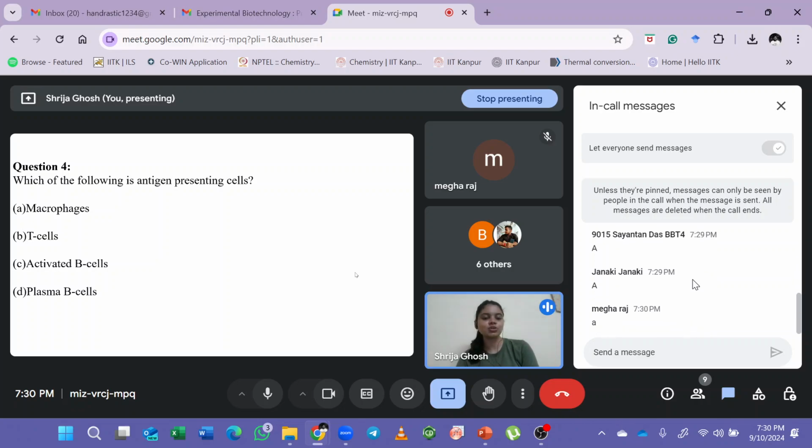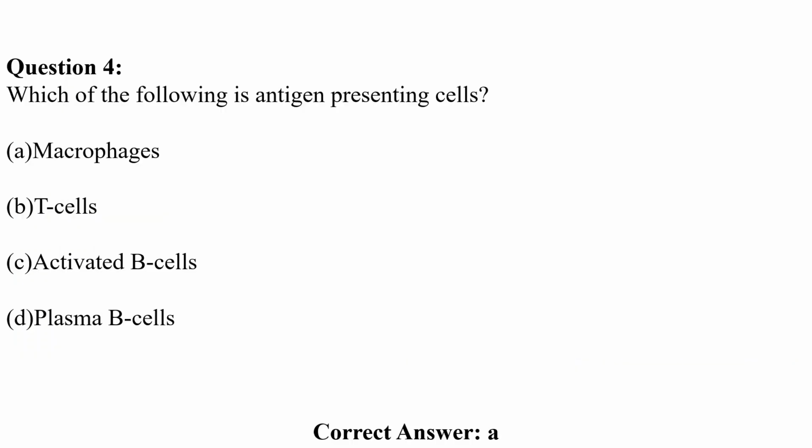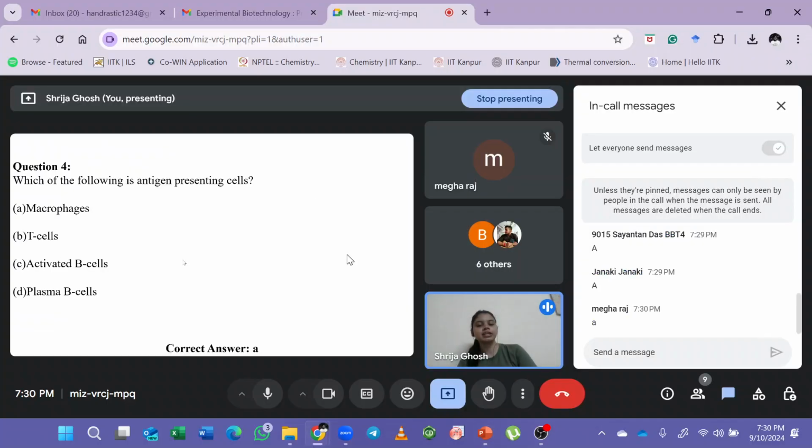Okay, we have 3 answers. Option A, yes, that is the correct answer. So option A, macrophages, are the antigen presenting cells. What do we mean by antigen presenting cell? By the name itself you can understand that these cells are presenting the antigens to the immune cells. I have told you we have B cells and T cells that are the immune cells. So macrophages are basically the servers of these antigens. Whenever the antigen enters the body, macrophages will present these antigens to the T cells and B cells so that they can recognize, okay, this is an antigen, and then they can do their function.